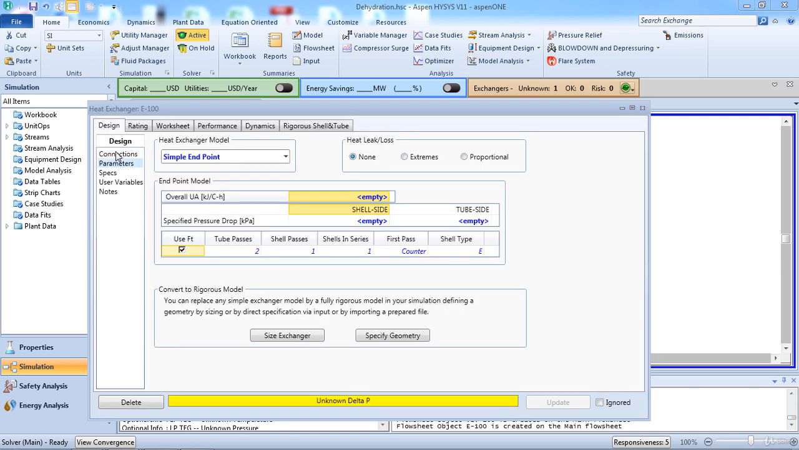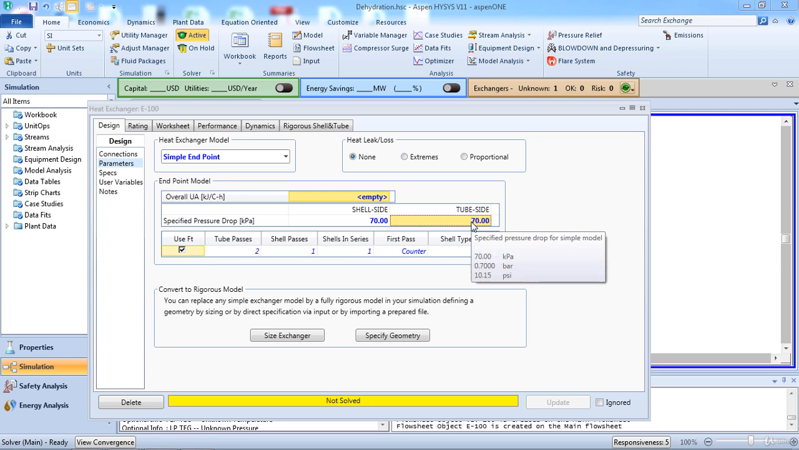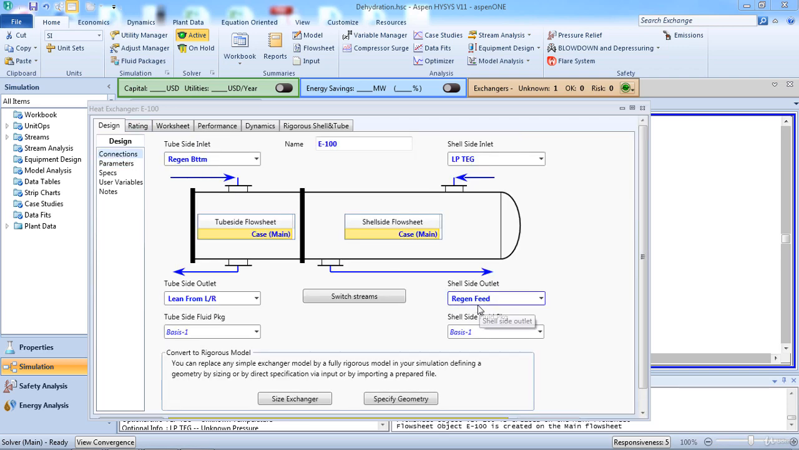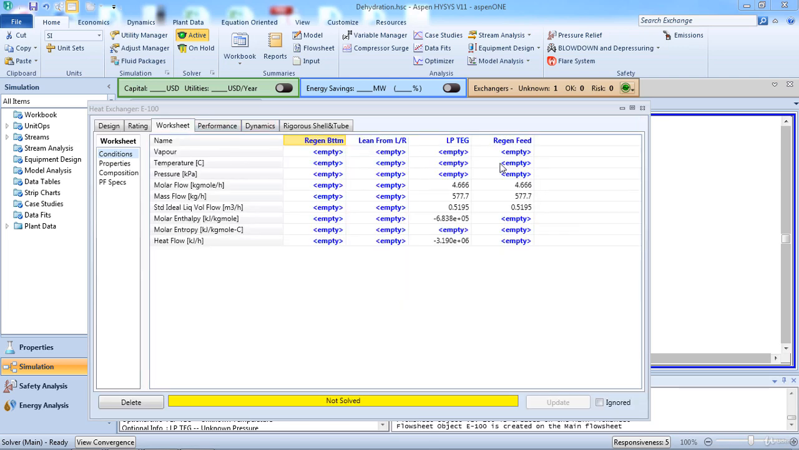Then go to parameters, simple endpoint. For delta P, we have it here at 70 kilopascal for shell, and the same for tube. Deactivate using the FT, and now the regen feed temperature, which is this stream, should be 105 Celsius. So we'll go to worksheet, regen feed, we will record the temperature 105 Celsius and the pressure to be 110 kilopascal.